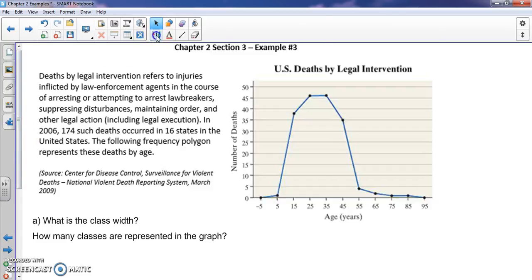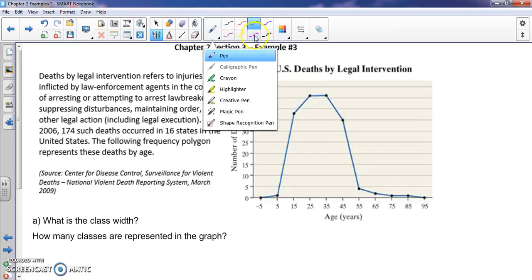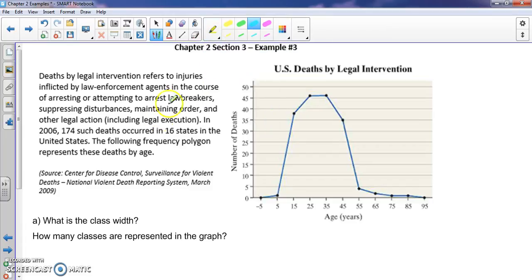So let's first point out some important information here. So we have 174 such deaths. Right, so that's some important information here. So remember that we have some connector points here. We know that these are connector points because they're starting at 0. So we have these two as connector points.